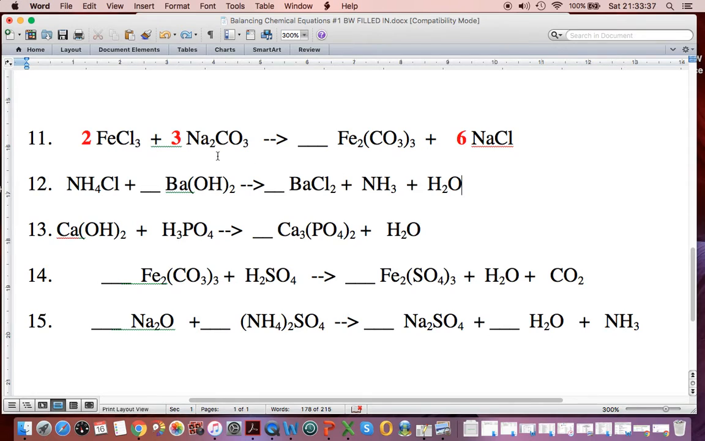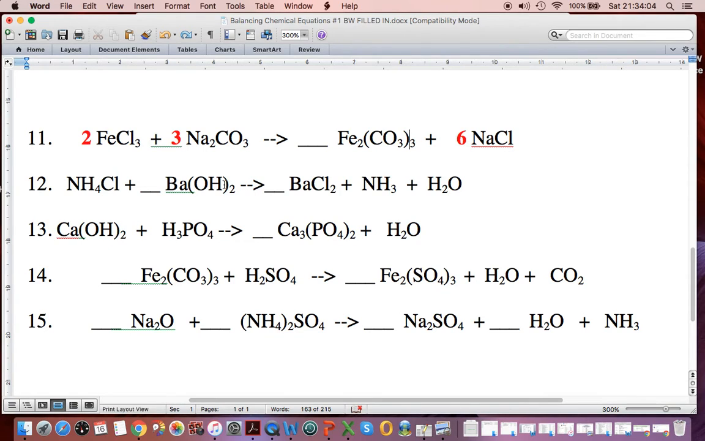And what have we done? Well, let's double check. We had 2 irons, we balanced those out. We had 3 carbons here, so now we have 3 carbons there. 6 sodiums, 6 sodiums, 6 chlorines, 6 chlorines. And what we see is 3 times 3 is 9 oxygens, and 3 times 3 is 9 oxygens. Each element is balanced.